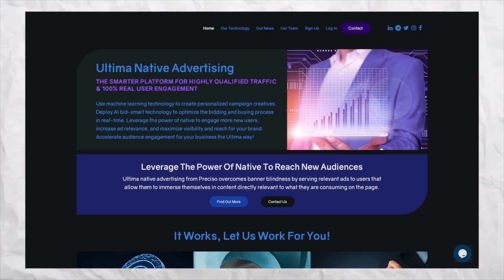And for the native ads platform, we just launched this year called Ultima, and Ultima is, I would say, competing with Taboola and Outbrain. So we have seen some test results that we have maybe better user engagement rate and also lower bounce rate, which means the users we drive in are really good quality users who are genuinely interested in your brands or your business.